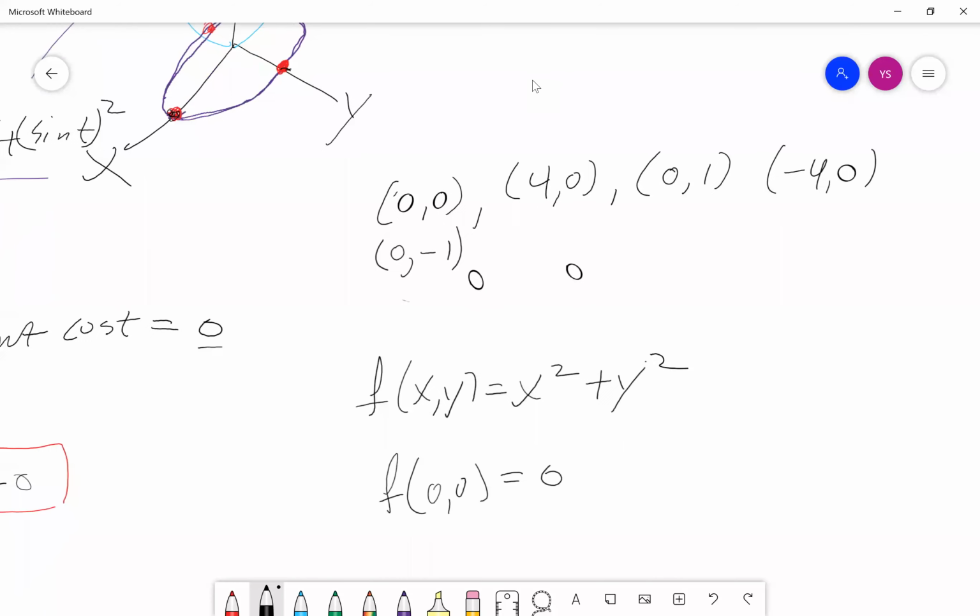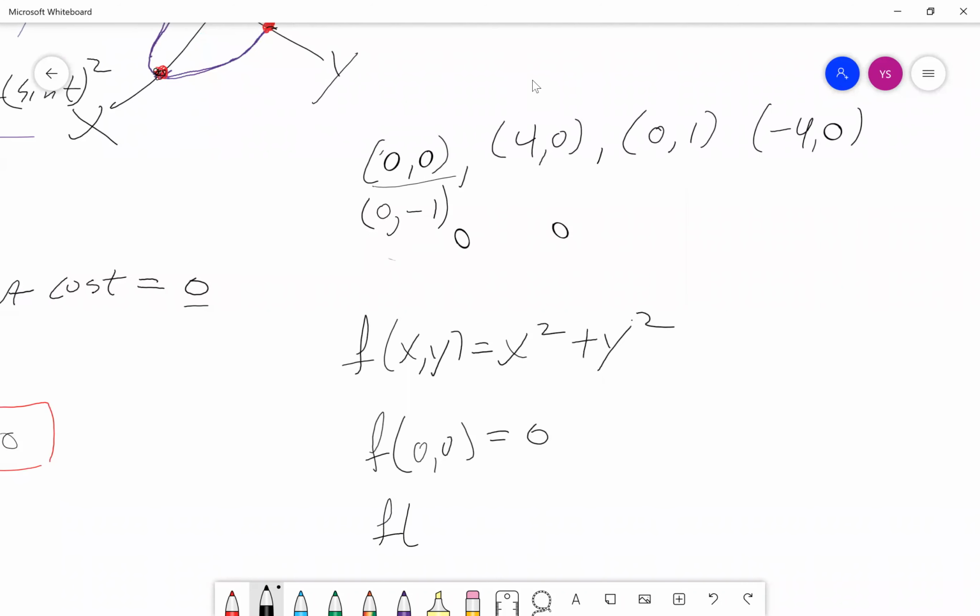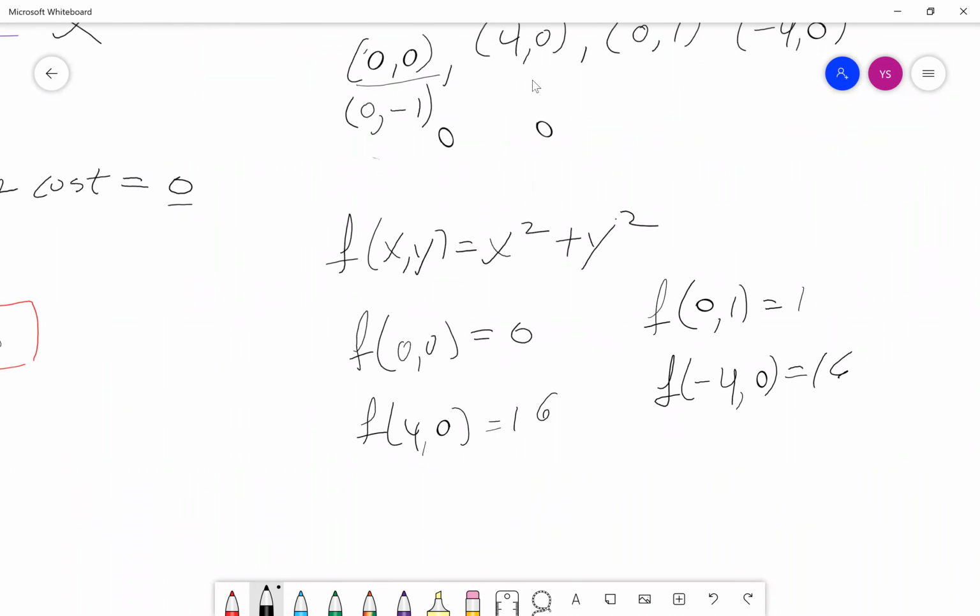Okay, so now we can start plugging in. (0, 0) we get 0. F of (4, 0) gives us 16. F of (0, 1) gives us 1. F of (-4, 0) also gives us 16. And f of (0, -1) gives us 1.